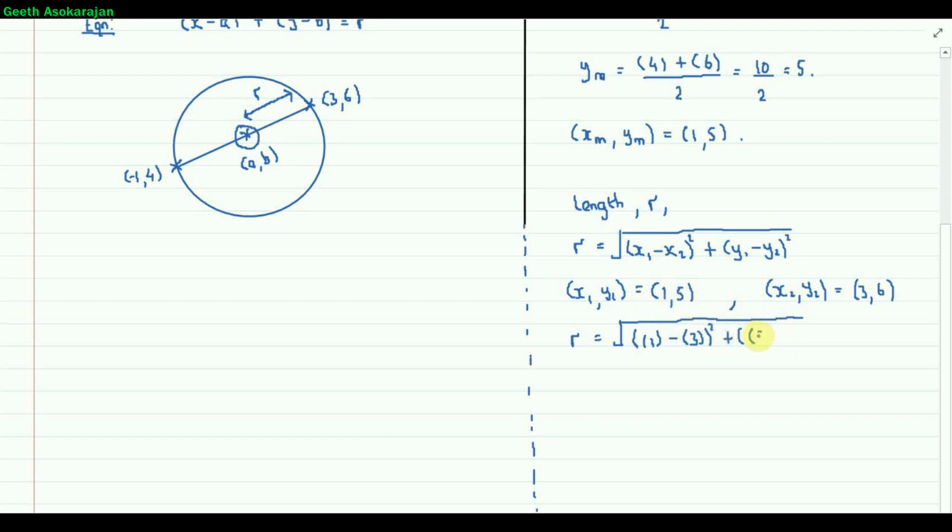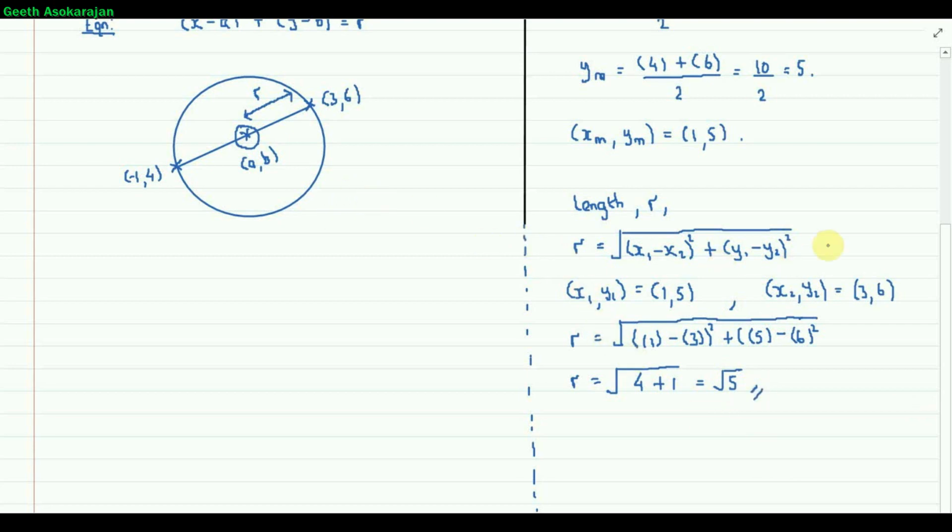plus y1, which is 5, minus y2, which is 6 rather, squared. If I go one stage further, 1 minus 3 is minus 2 squared is 4, plus 5 minus 6 is minus 1 squared is plus 1. And if I simplify, we're going to have a radius of root 5. So the radius of our circle is root 5.